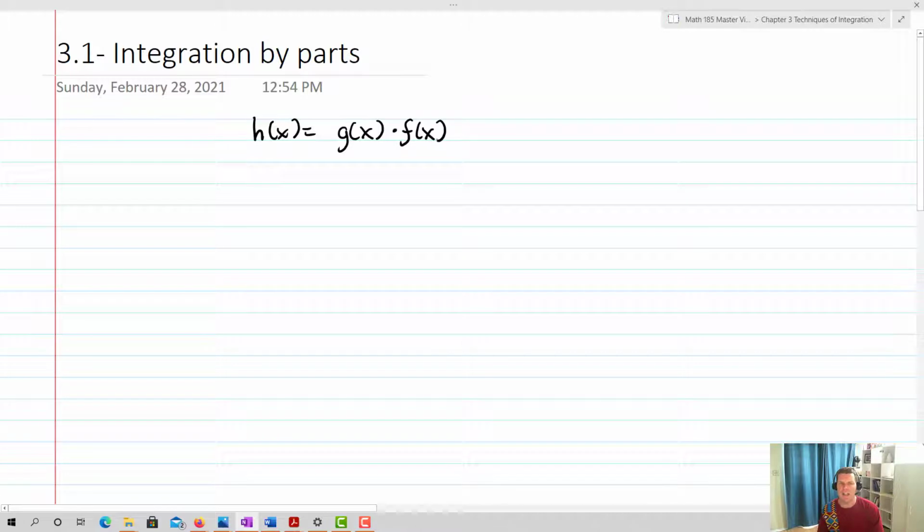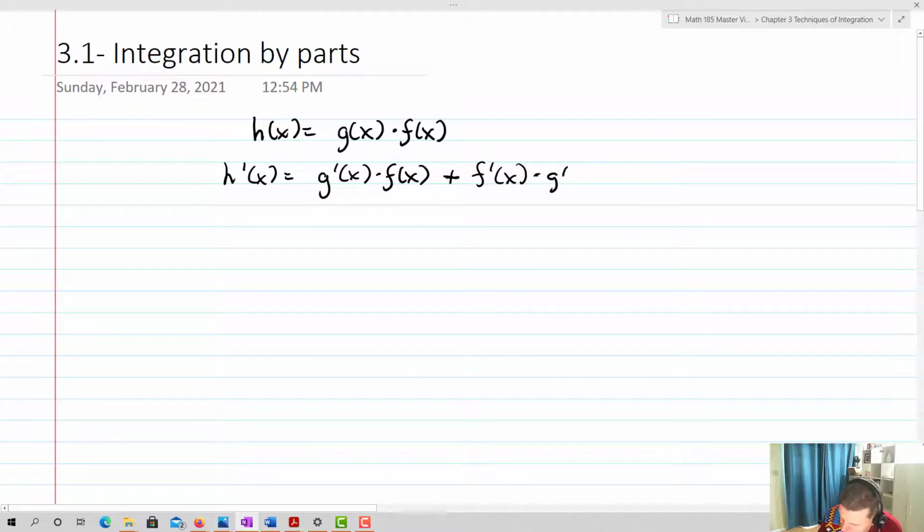Okay, so we've got h of x equals g of x times f of x. And let's say, for example, that we want to take the derivative of both sides. So we end up with h prime of x equal to, by the product rule, g prime of x times f of x plus f prime of x times g of x. Okay, and that's the derivative.